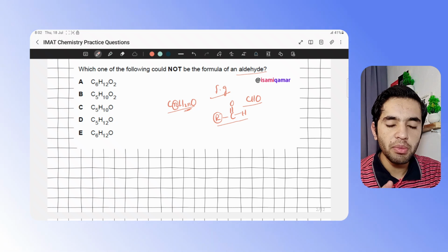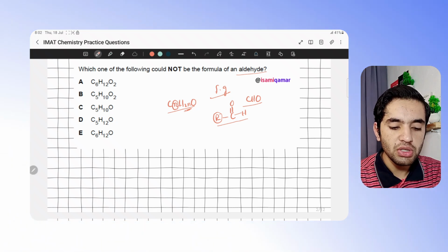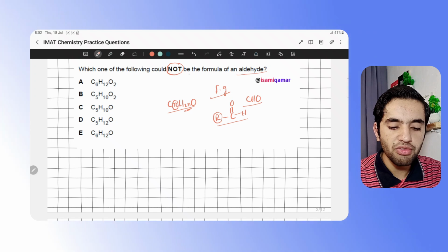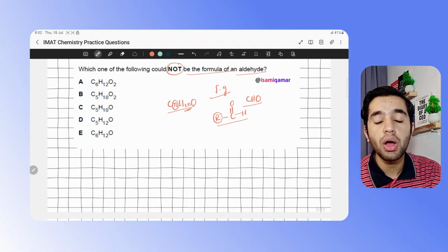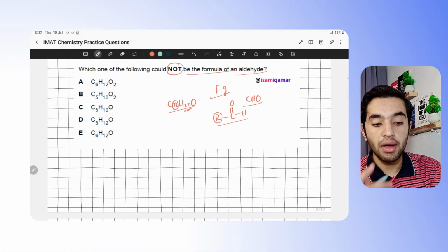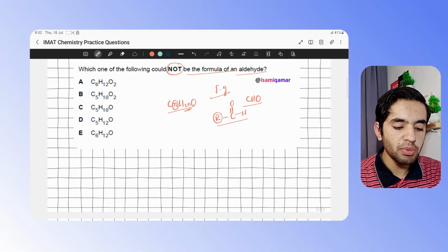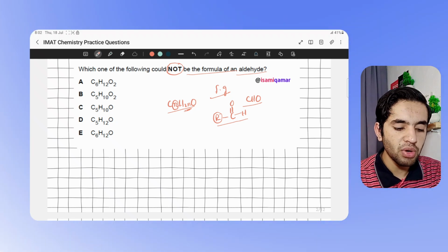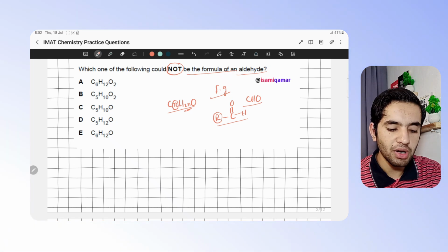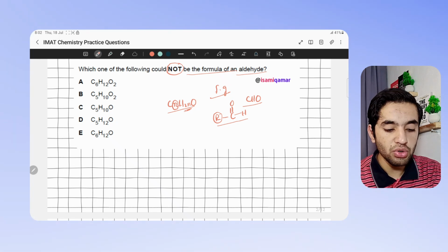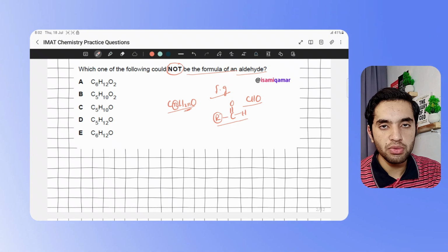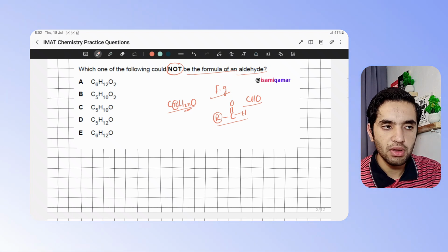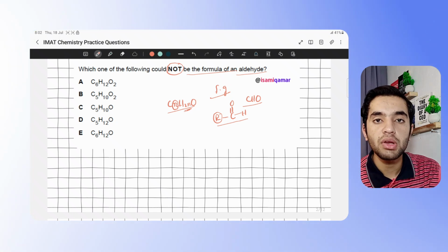So first of all, remember what the examiner is asking in the question. Highlight this: not be the formula of an aldehyde. So we have to highlight which one is not the formula. You must understand that you have to select just one option. There are not multiple options, so you are going to see some confusion in options, because this is the way they try to make tricky questions.